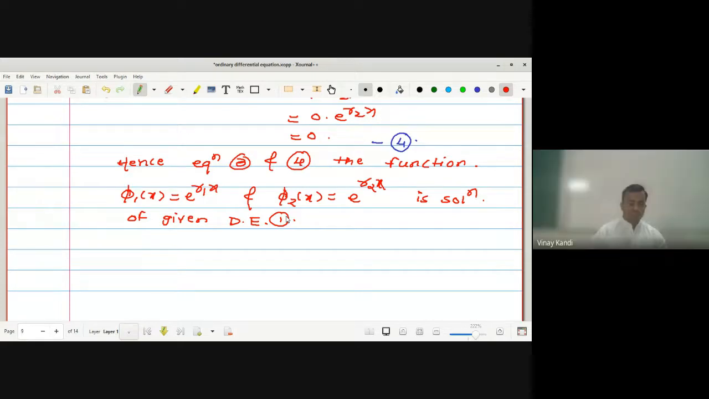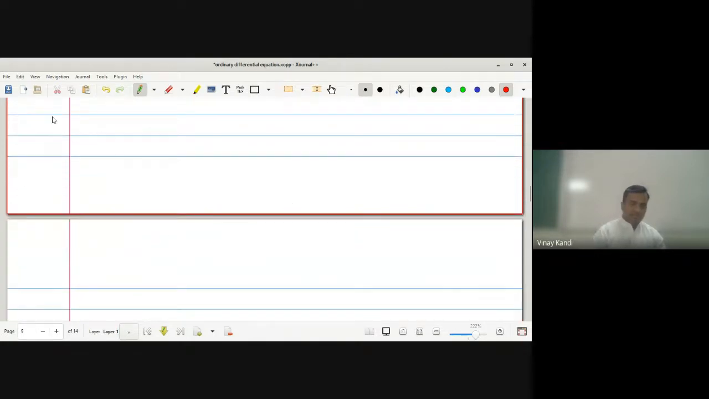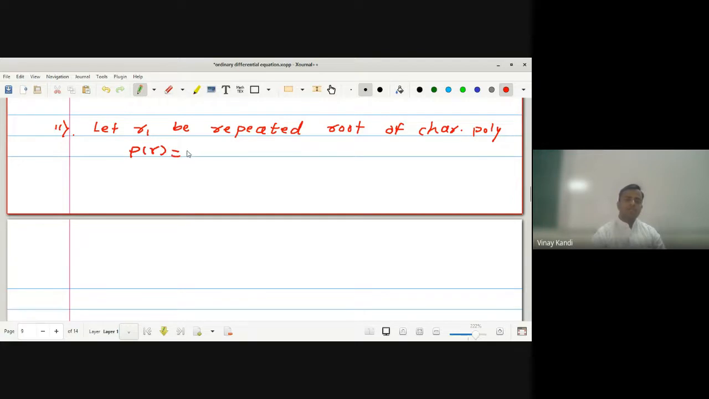No, sir. Now the second part. Suppose R1 is repeated 2 times. Let R1 be a repeated root of the characteristic polynomial P of R is equal to R square plus a1 R plus a2.